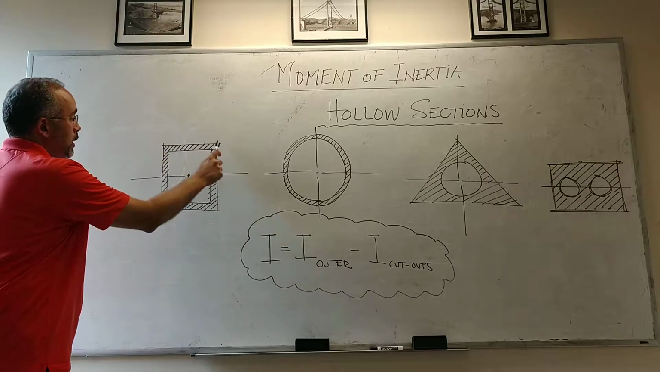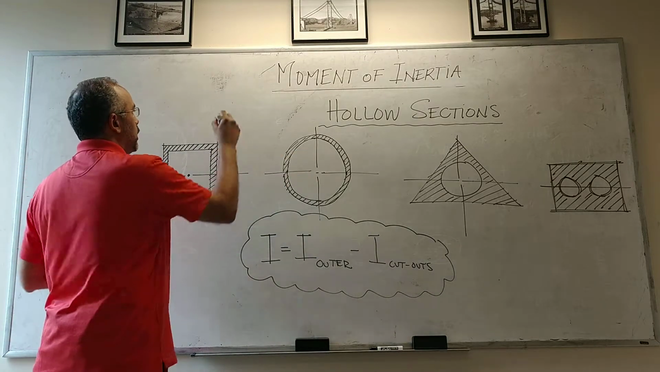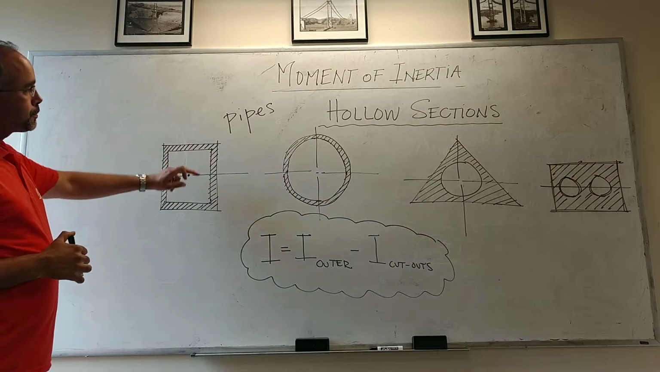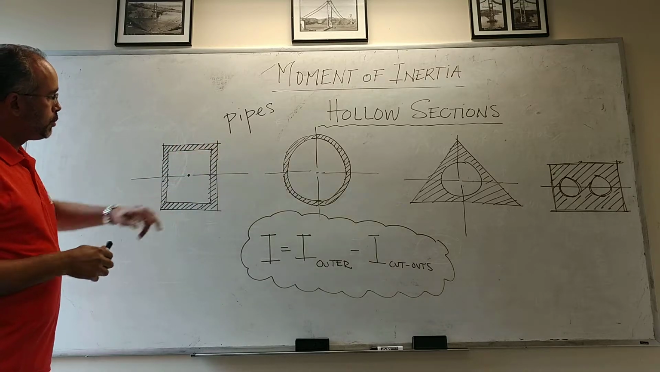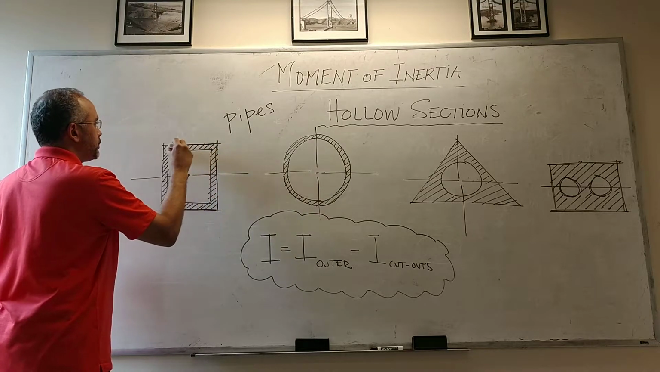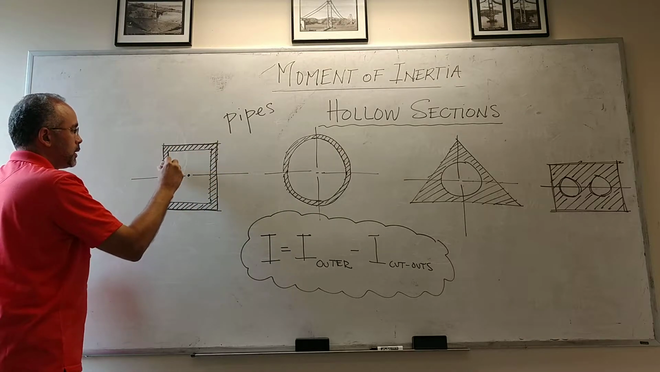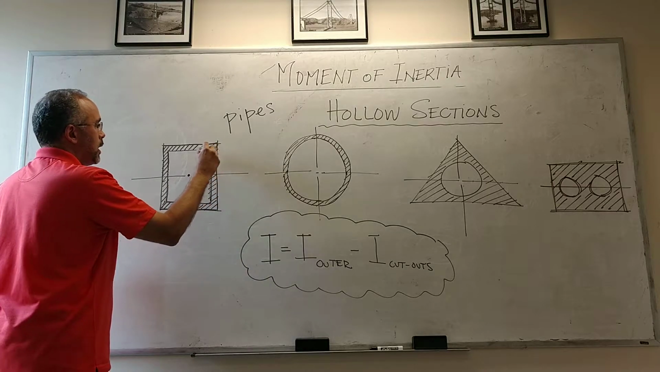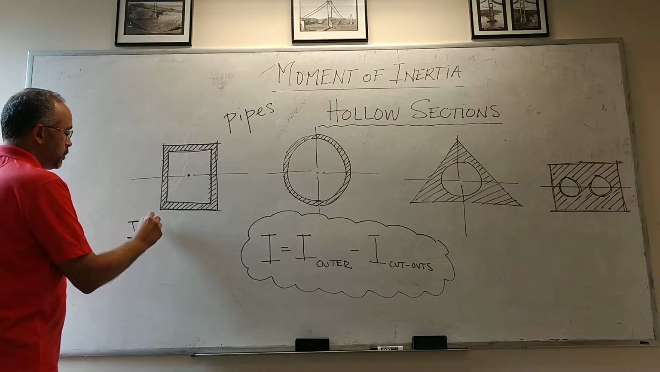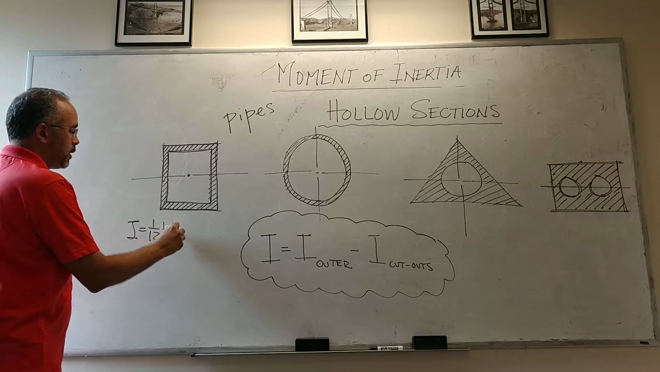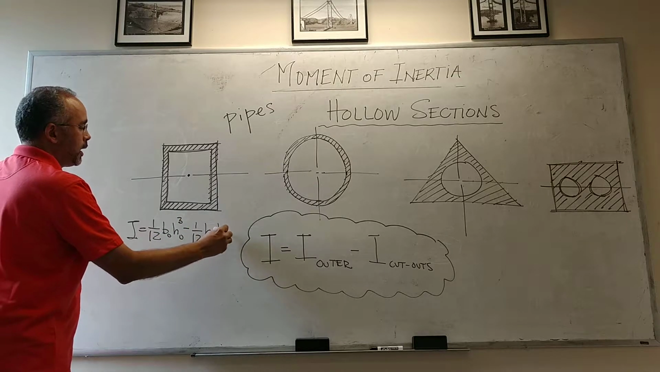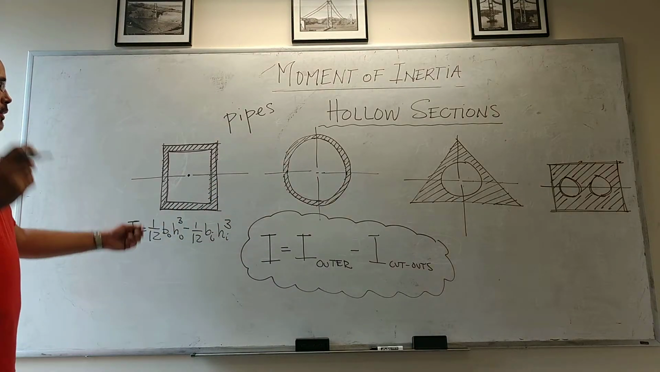So if you had something like this or something like this, which are called pipes, right? You will basically compute the moment of inertia of this outer figure and subtract the moment of inertia of the cutout. And if they are both concentric, then it's really easy, right? It's simply 1/12 b outer h outer cubed minus 1/12 b inner h inner cubed. And that's it. There is nothing to it.